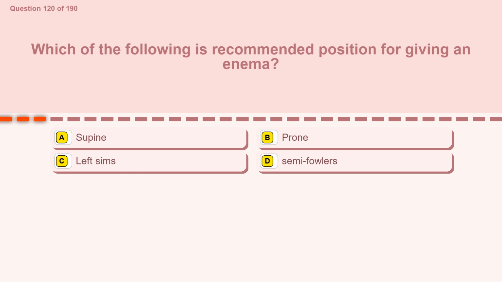Question 120. Which of the following is the recommended position for giving an enema? Option A, supine. Option B, prone. Option C, left Sims. Option D, semi-Fowler's.